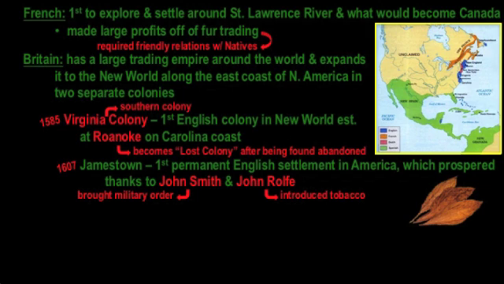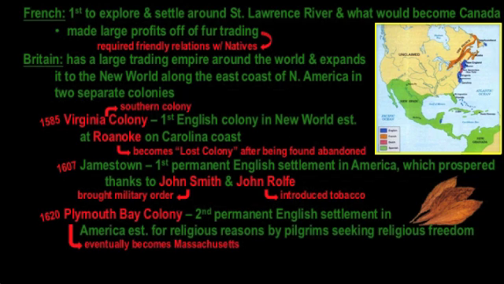Now, John Rolfe, on the other hand, introduces tobacco, something that for a while only the Spanish had control of. But once he brings tobacco to Virginia, he finds that the soil is very, very fertile and that tobacco grows extremely well here. And so tobacco becomes a huge cash crop for the British here.